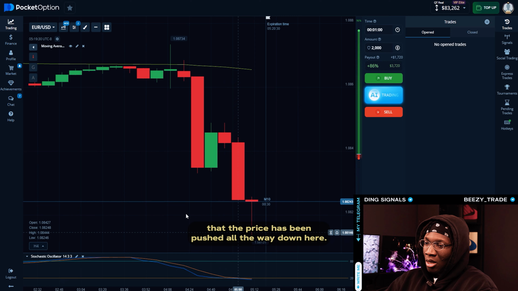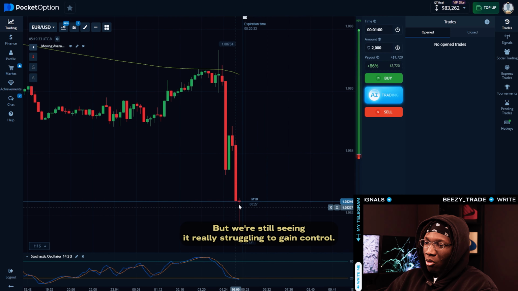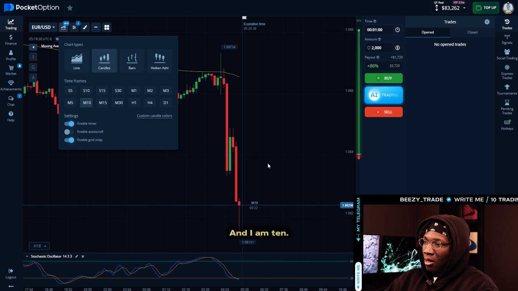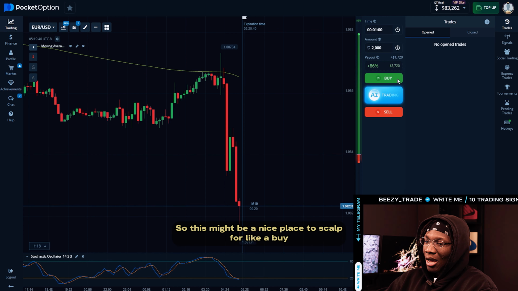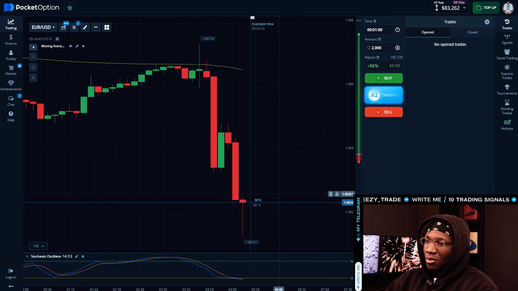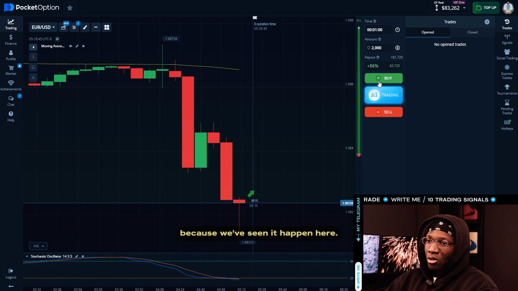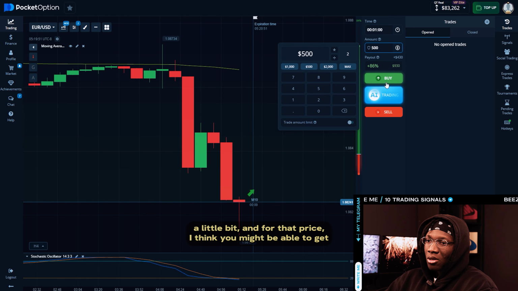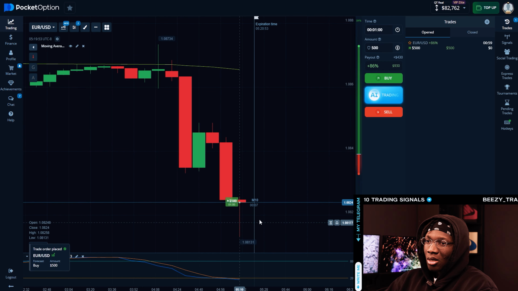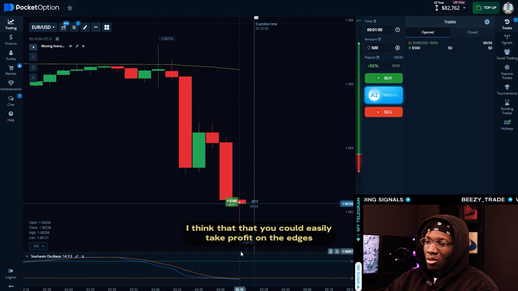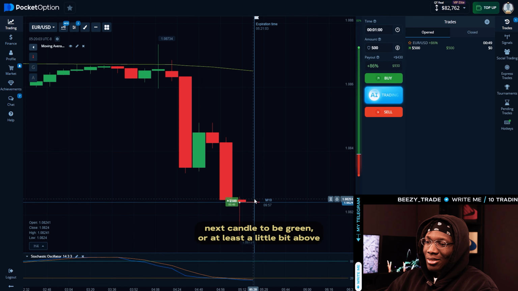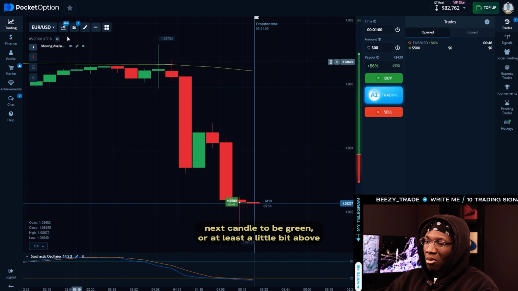Now we've seen that the price has been pushed all the way down here, but we're still seeing it really struggling to gain control in our M10. So we're seeing it be pushed back a little. So this might be a nice place to scalp for like a buy, because we've seen it happen here. So if you were to go buy for a minute here, let me reduce that price a little bit. I think that you could easily take profit on there just off the fact that you see that price being pushed off and you're expecting that next candle to be green or at least a little bit above that.